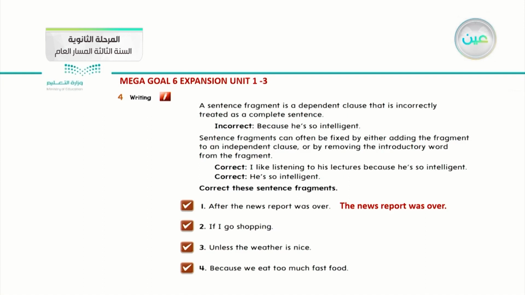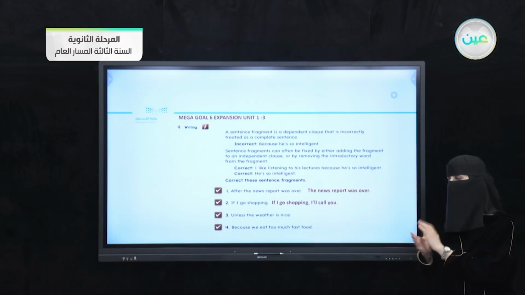Number 2, if I go shopping. So what happened? We can say, if I go shopping, comma, I will call you. We notice that the big difference between these two sentences is that the second one gives a full meaning for us, or we can understand the meaning of it.